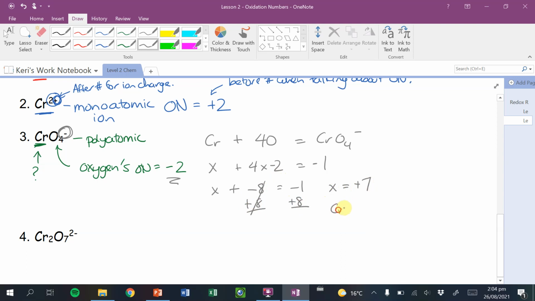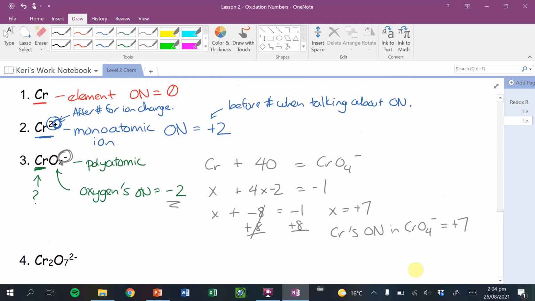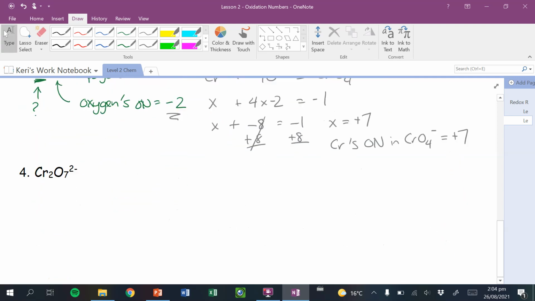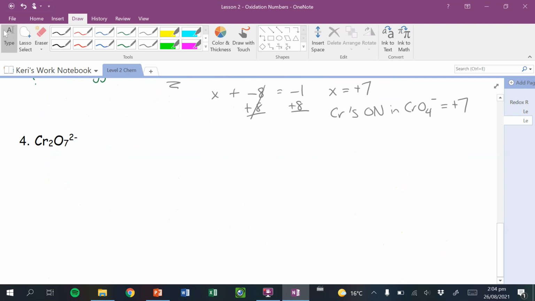So chromium's oxidation number, I should say in this polyatomic, is +7, because it's going to change. You can see what I mean. It is changing in these different examples, and depending on what reactant and product I have, that tells me if it's going up or down. So you can see there's 0, there's +2, there's +7, depending on what's on the reactant side and what's on the product side. That number is going to increase or decrease, and that helps me tell if it's oxidation or reduction. All right, let's do one more with the polyatomics.